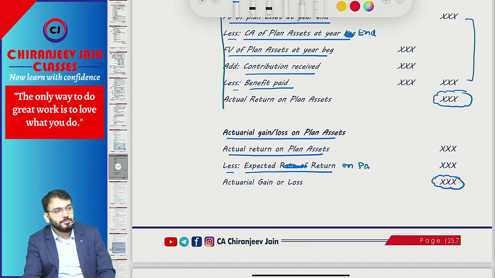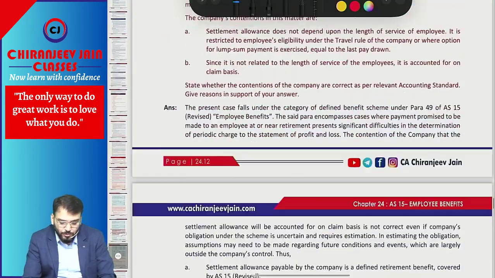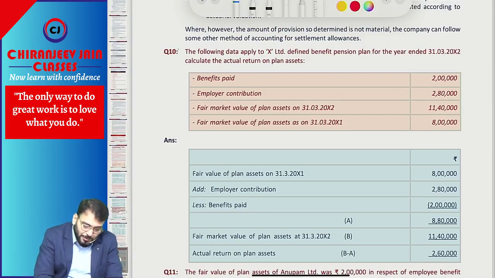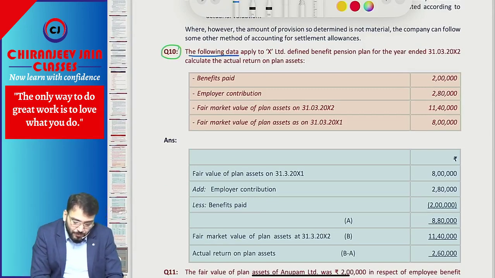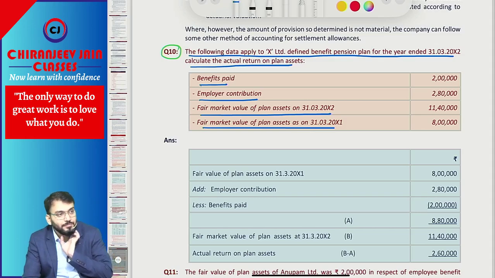Got this point? Correct? Yes, sir. Can we take one question? Only one question of this nature. I think two questions of this nature have been given. Let us do fast. Question number 10. The following data apply to X Limited defined benefit pension plan for the year ended 31st March 2002. Calculate actual return on plan asset. You will calculate benefit paid, employer contribution, meaning contribution received, fair value of plan asset at the end, fair value of plan asset at the beginning. Calculate actual return.